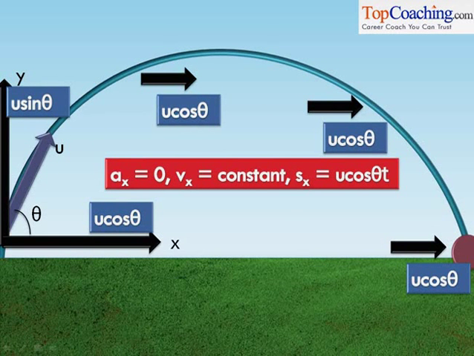Understood? So if t here represents the net time taken by the projectile in flying through the air and coming back to the ground, in that case Sx, or u cos theta into t, represents the net horizontal distance covered by the projectile. If you take this point here, then u cos theta into t tells us the net horizontal distance covered by the projectile up to this point. If you take this point here, then u cos theta into t tells us the net horizontal distance covered by the projectile up to this particular point. Understood? So this is something you must remember.